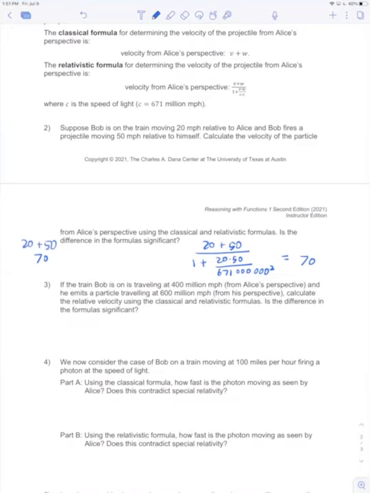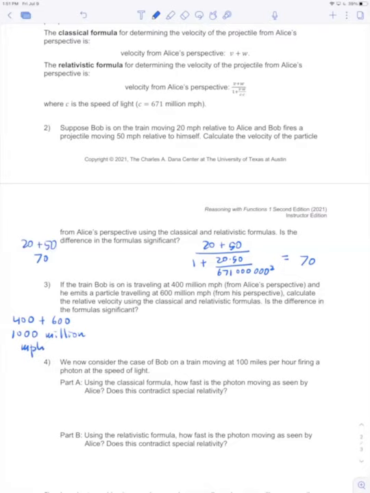3. If the train Bob is on is traveling at 400 million miles per hour from Alice's perspective, and he emits a particle traveling at 600 million miles per hour from his perspective, calculate the relative velocity using the classical and relativistic formulas. Again, is the difference in the formula significant? Well, if we add the two together for the first part, we have 400 million miles per hour plus 600 million miles per hour. That gives us 1,000 million miles per hour for the classical view.